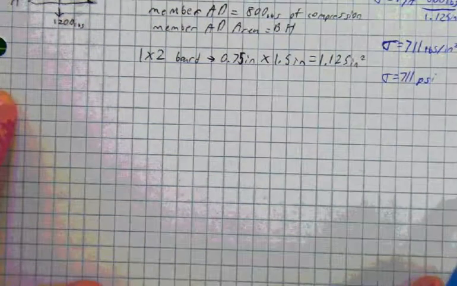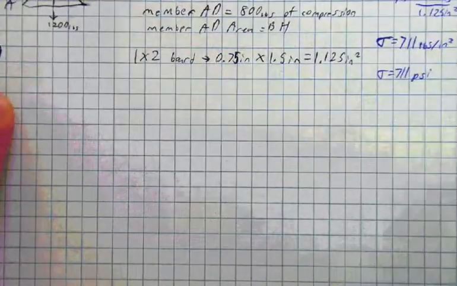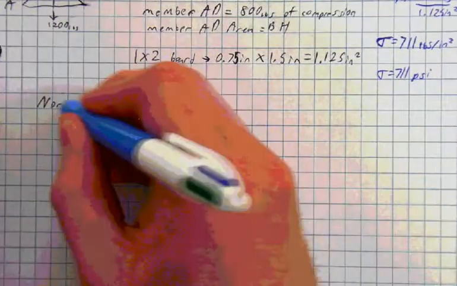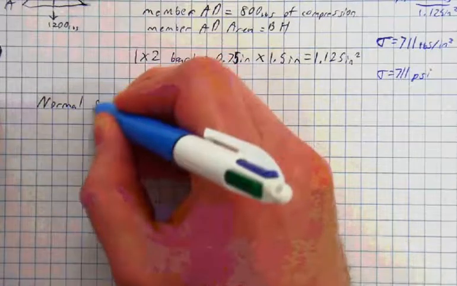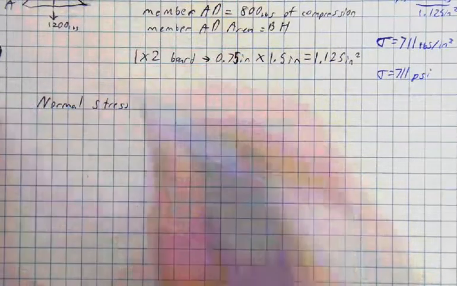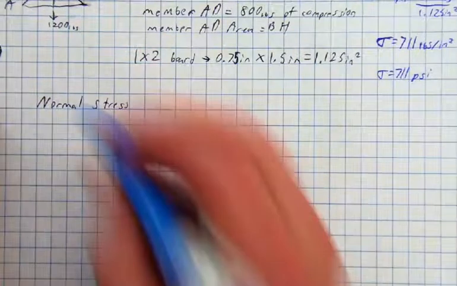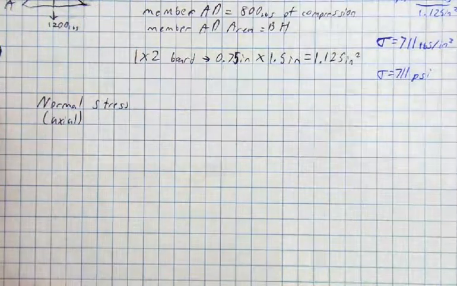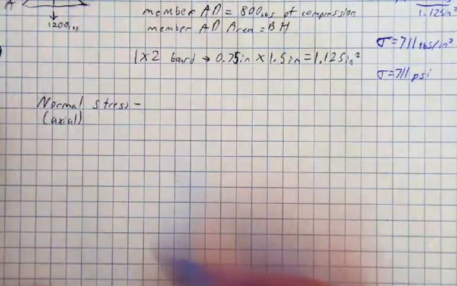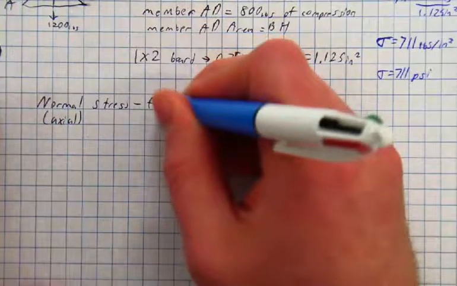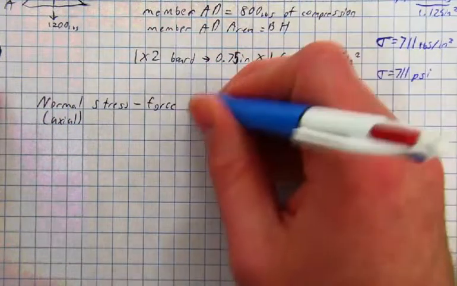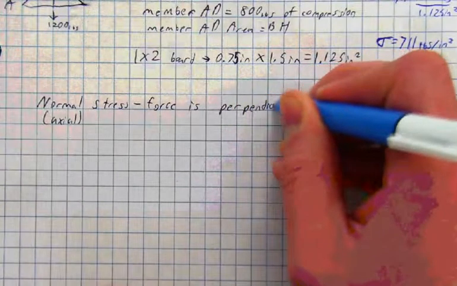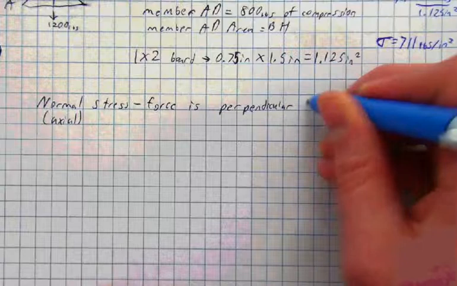So now that we've looked at stress and we've kind of defined the formula, let's look at the different kinds of stress. There's two kinds I want you to be aware of. The first one is just normal stress, and it has a synonym, which you need to know for your vocabulary, right underneath it in parentheses: axial. Axial stress. Normal stress, or axial stress, is just force that is perpendicular to your cross-sectional area.